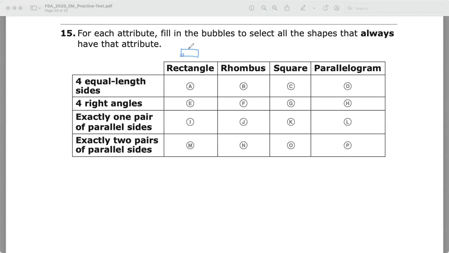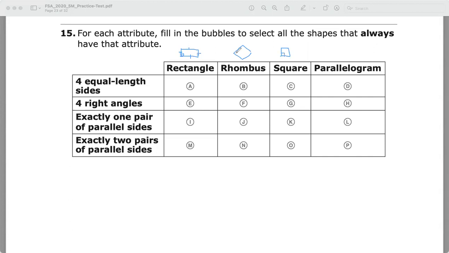We have parallel sides, right? 2 sets of parallel sides, 4 right angles. A rhombus, all the sides are parallel and they're the same length. And a square, all the sides are parallel and the same length, and there's 4 right angles.